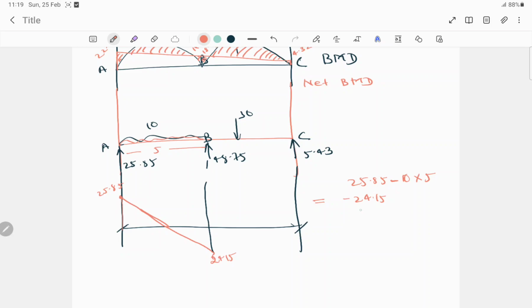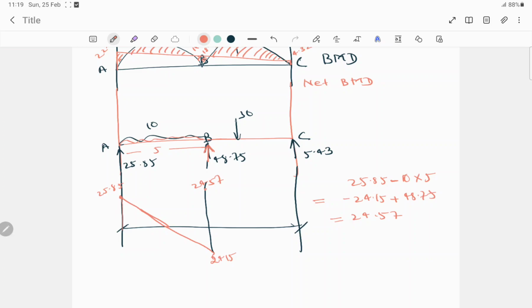Now again here, this force RB is acting upwards. Again we have to take it as positive, that is 48.75. Then after solving this, we'll get the value around positive 24.57. So 24.57, then it will again go up here, 24.57. So now go up again.